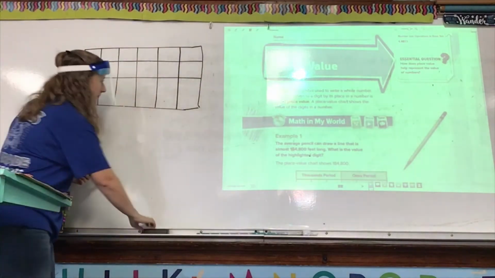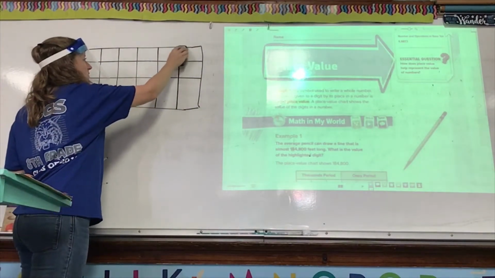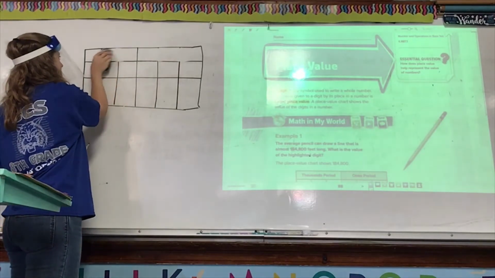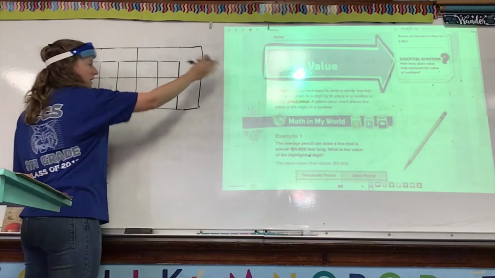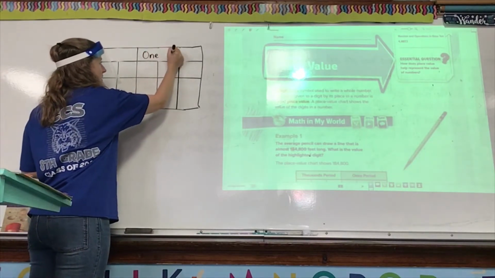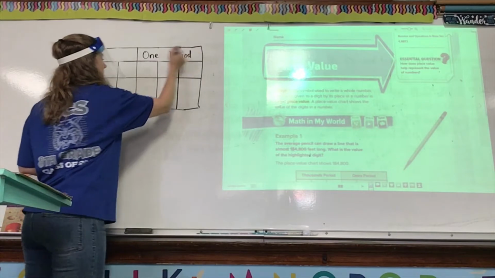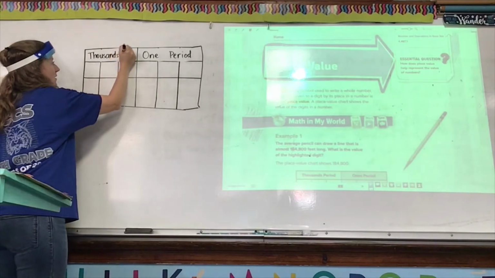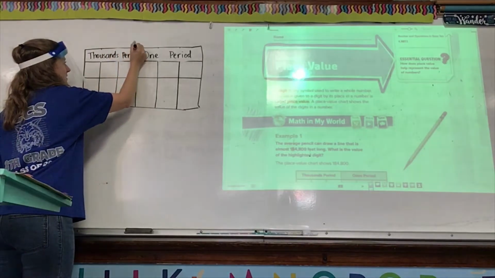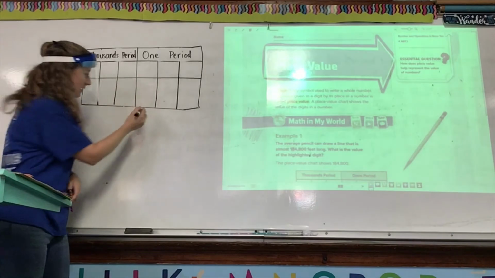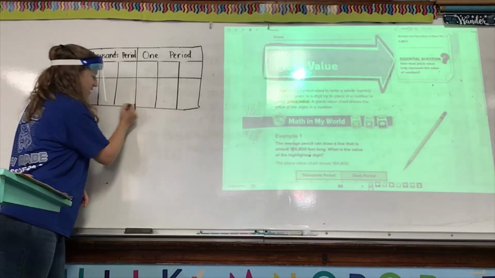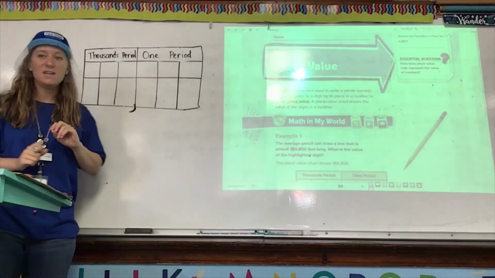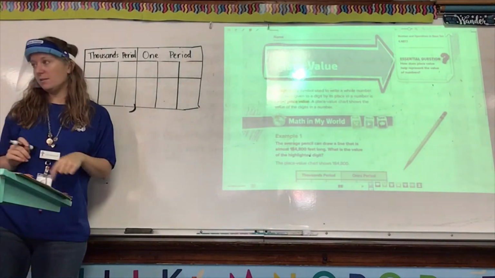Now, our place value chart is going to have 2 periods, like we talked about earlier. The ones period and the thousands period. Between periods, there is always a comma. There is no comma inside a period. There are commas between periods.